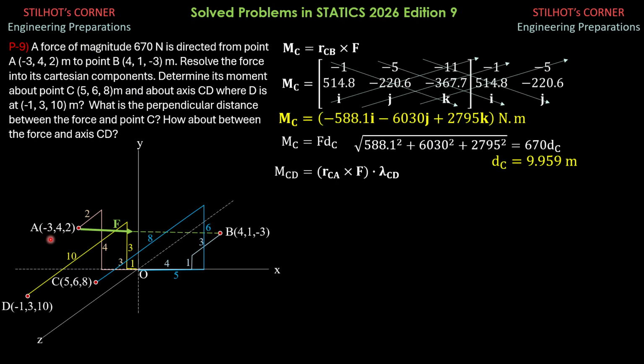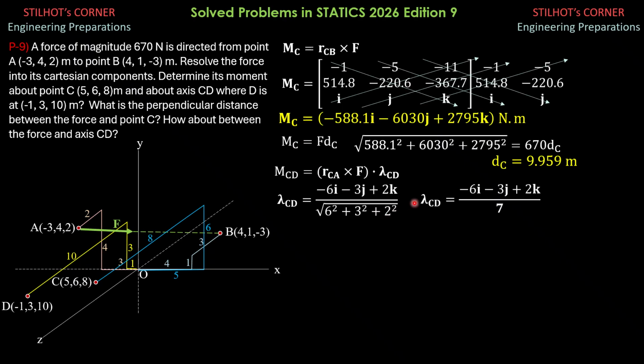CA is -3 minus 5, so -8. Lambda of CD, negative CD, by the way, lambda of CD, so C to D: -1 minus 5, -6i; 3 minus 6, -3j; then 10 minus 8, +2k, divided by the magnitude, square root of 6 squared plus 3 squared plus 2 squared. And since the denominator is 7, that's equal to -6i minus 3j plus 2k over 7.